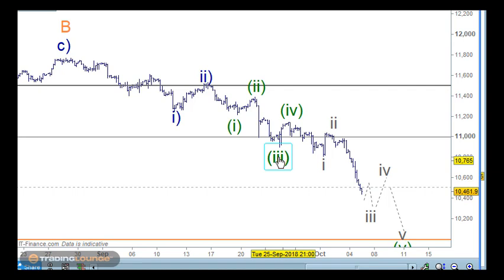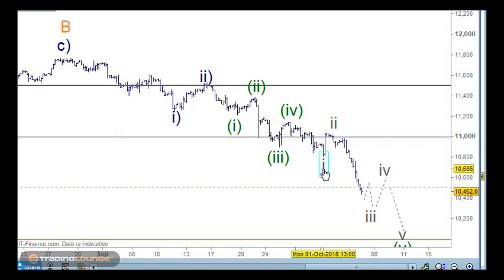I can put 1 and 2 and 3 and 4 and 5 to this point here as I had it before, but then that would leave this as blue wave 3 and then blue wave 4 here. It's such a small correction for blue wave 4. So I don't think that's the case.